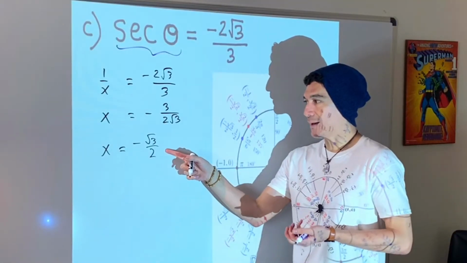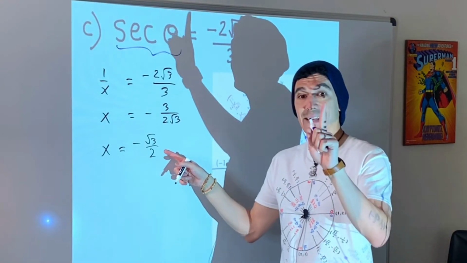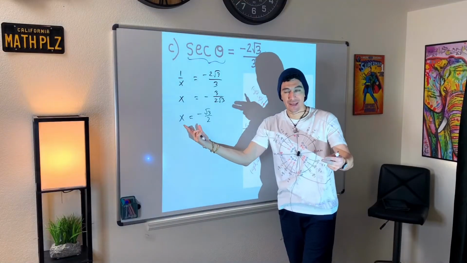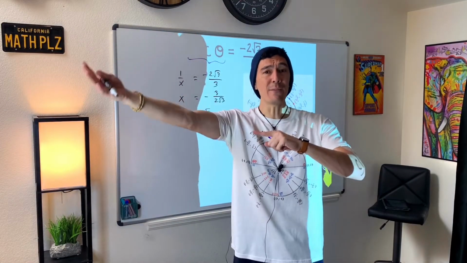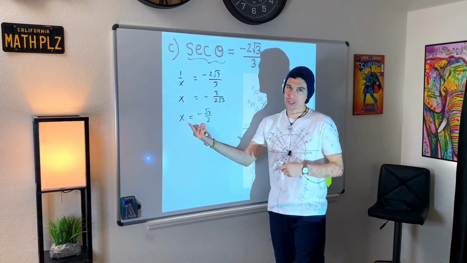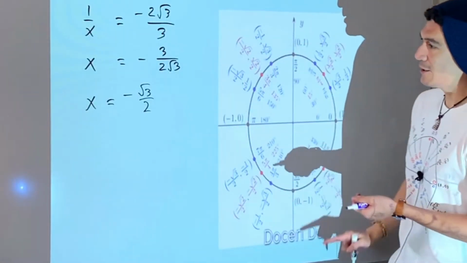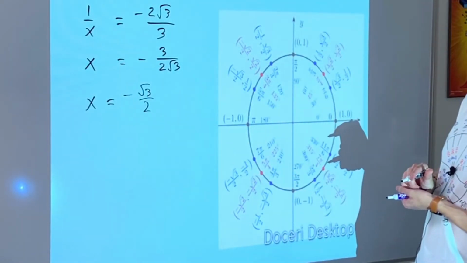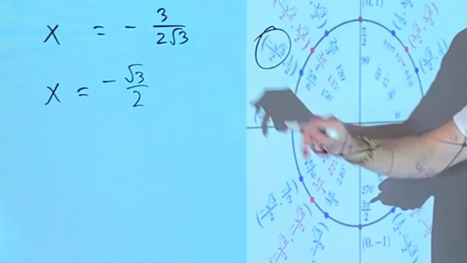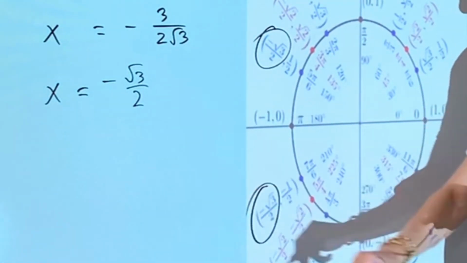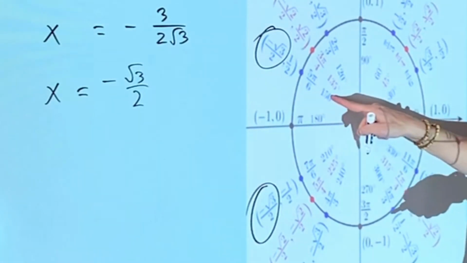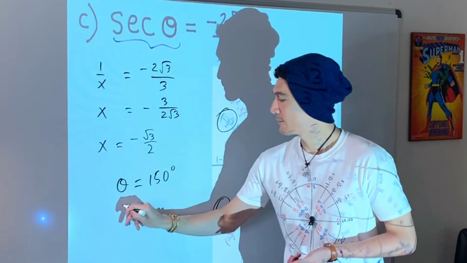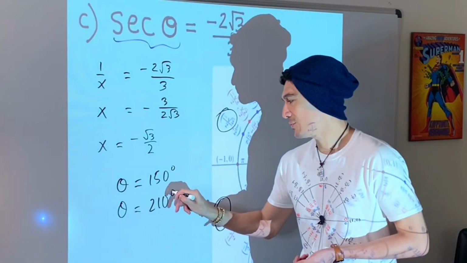So this is what we have, but this is not the answer, guys, because the answer or the goal was to find theta. This is a statement that's going to help you to discover the values of theta. So now this is when you go to the unit circle. Where do you see an x coordinate that says this? Well, I see an x coordinate that says that right here, and I see another such location right there. And what were those angles? 150 and 210. So theta equals 150 or theta equals 210.